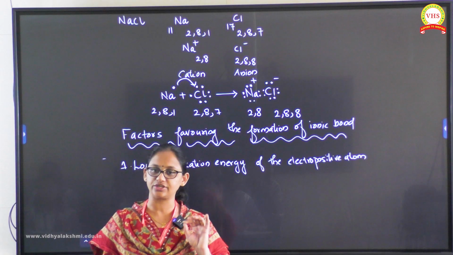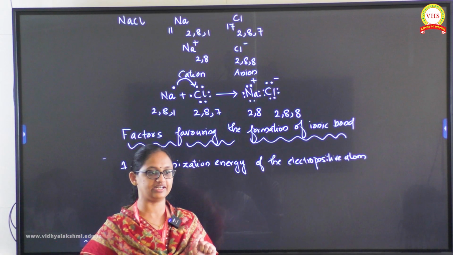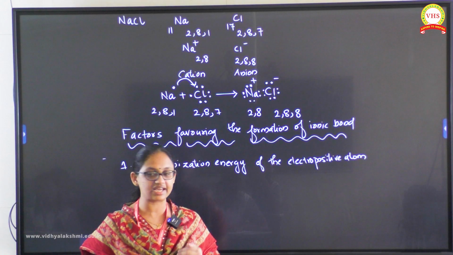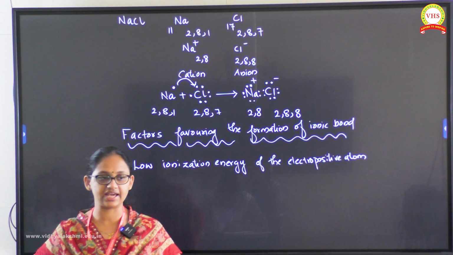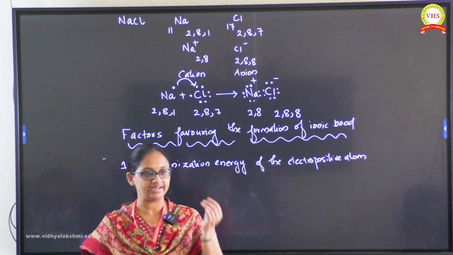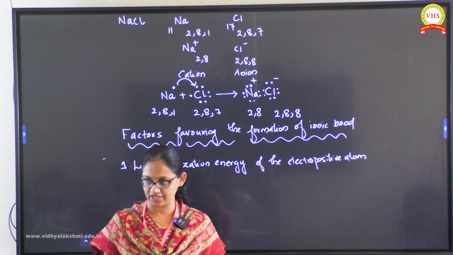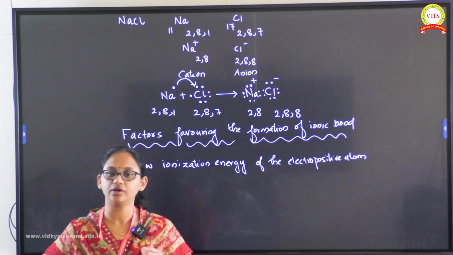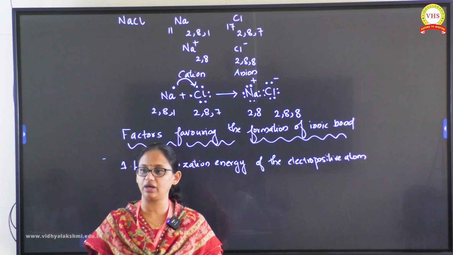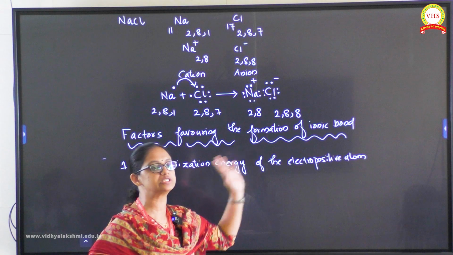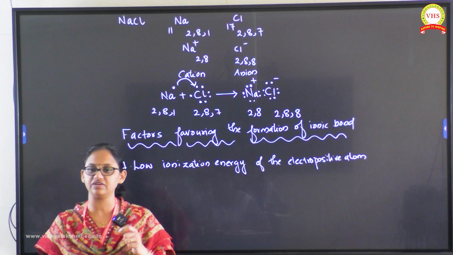Left to right, atomic size is decreasing, so ionization energy is increasing. Left side elements, meaning group 1 and group 2 elements, have more size and less ionization energy. Low ionization energy means we can easily remove the electron from the valence shell. After the removal of the electron, it will become a positively charged species, that is, an electropositive ion.